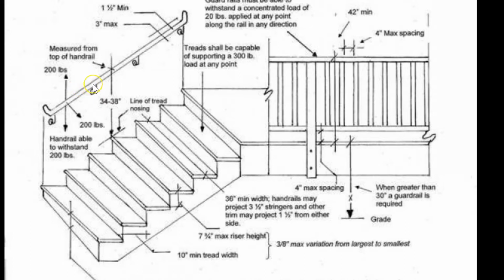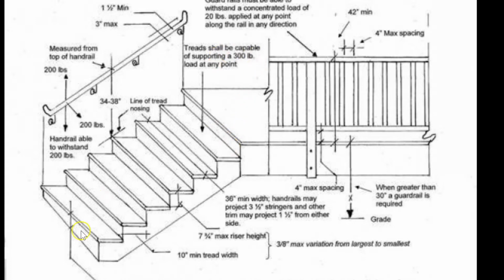You shouldn't have more than 3 inches width on the handrail because kids couldn't grip more than 3 inches, and at least 1.5 inches minimum. So that makes sense if you think about a kid's hand. The treads should be able to support 300 pounds of load capacity at any point.